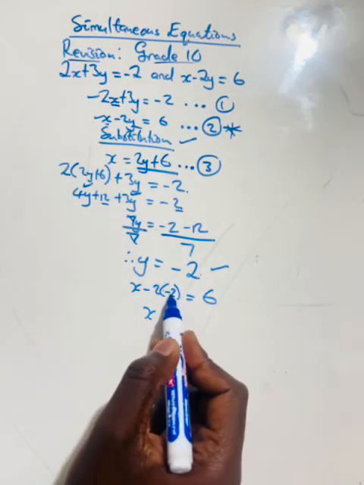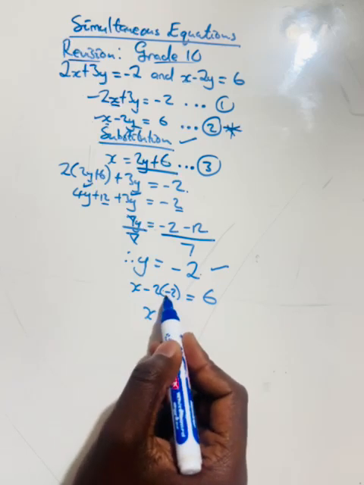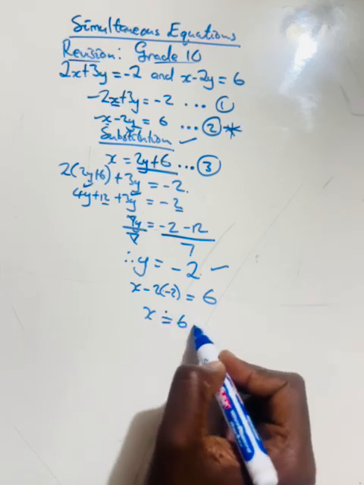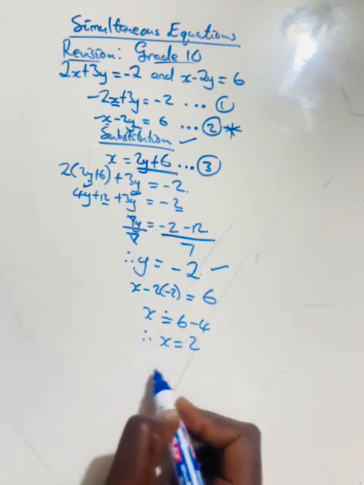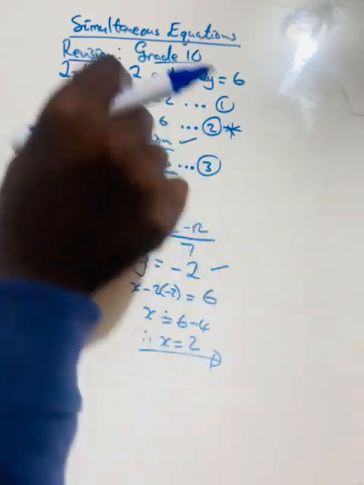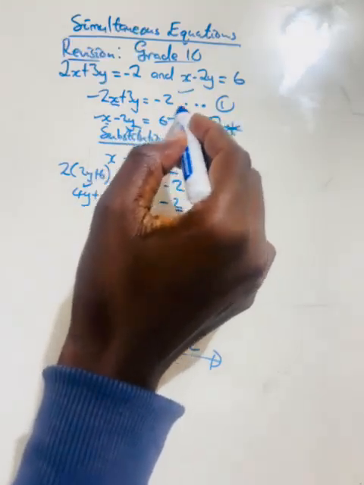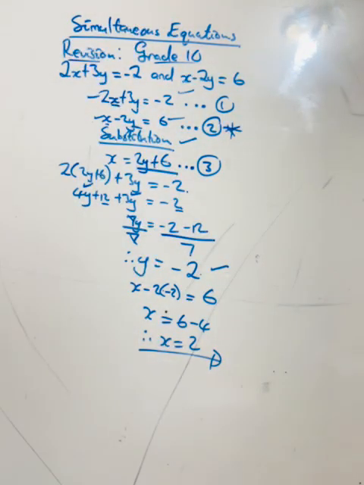X, this negative multiplied by negative gives me a positive 4. Negative and negative, positive. 2 times 2, 4. I transpose the 4, it becomes 6 minus 4. So therefore, my x is equal to 2. Then if you want to verify either of these answers, just take them and substitute into the original equations. They must give you negative 2 or 6. That's how you know that you found the right solution.